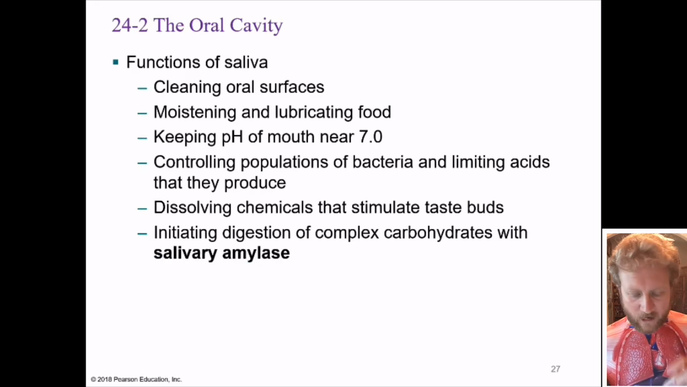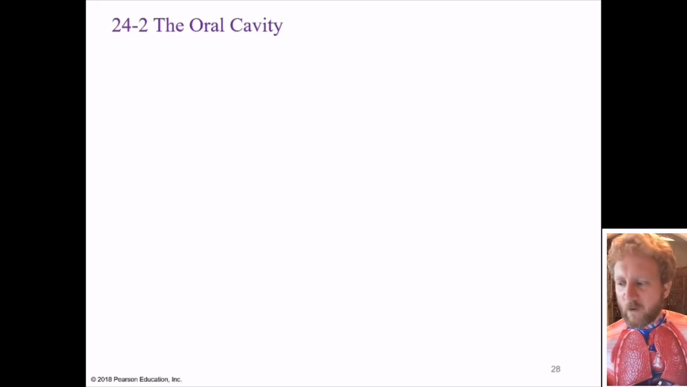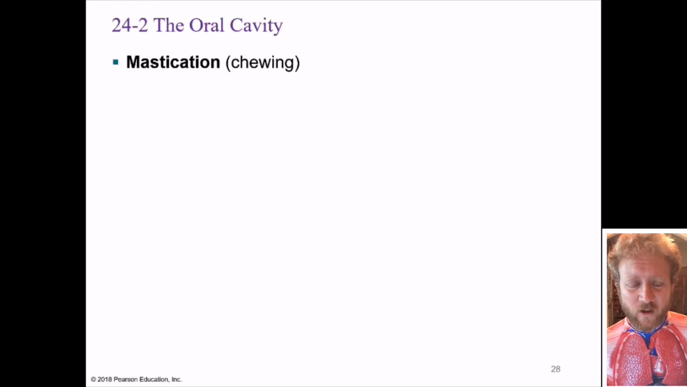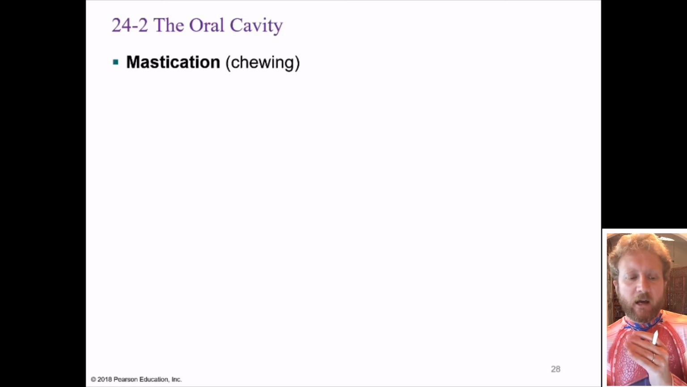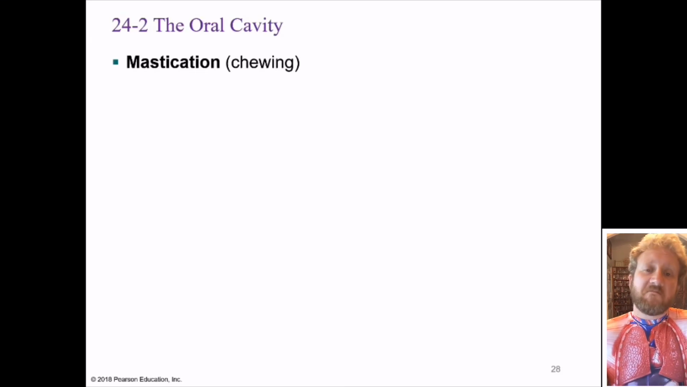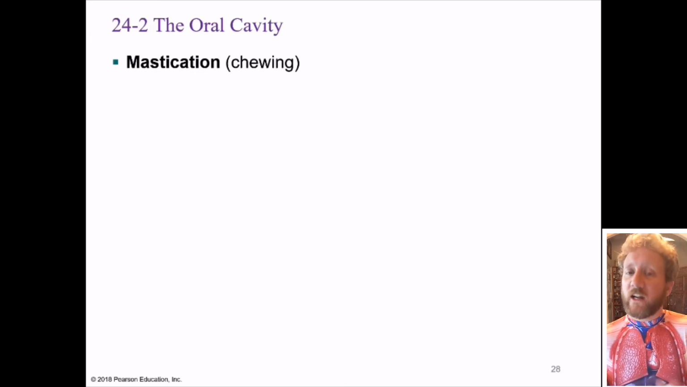Part of what the mouth does is it also gets food ready by chewing. The technical term for chewing is mastication, not to be confused with something else that is socially unacceptable in most places. But mastication is relatively acceptable. Try not to do it with your mouth open. It's generally okay to do it in public.